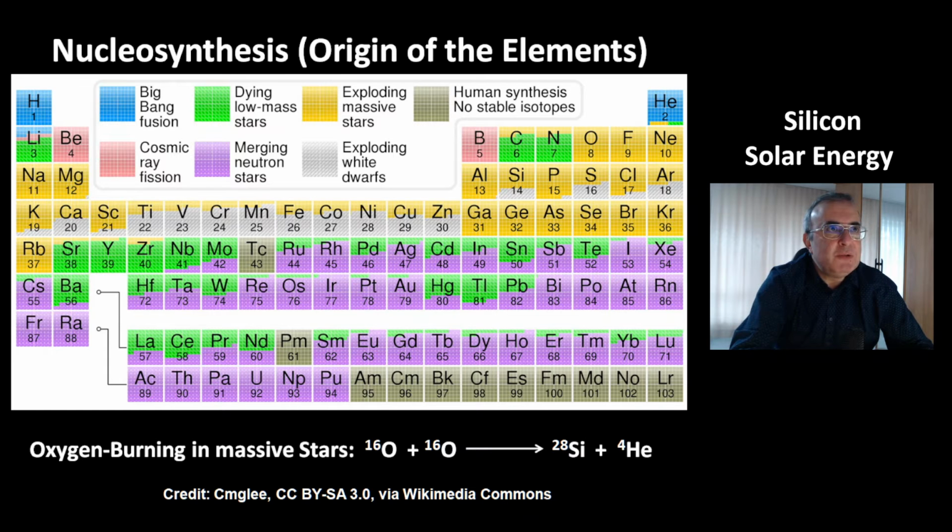This picture shows you the nucleosynthesis of all the chemical elements. Silicon is here, and you need very extreme temperatures and pressures to make silicon, and these conditions are in massive stars and exploding white dwarfs. And this nuclear reaction is called oxygen burning. Two oxygen nuclei merge together. You get silicon-28 and byproduct helium-4.